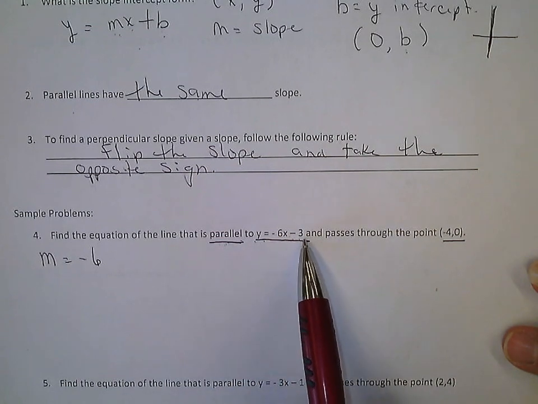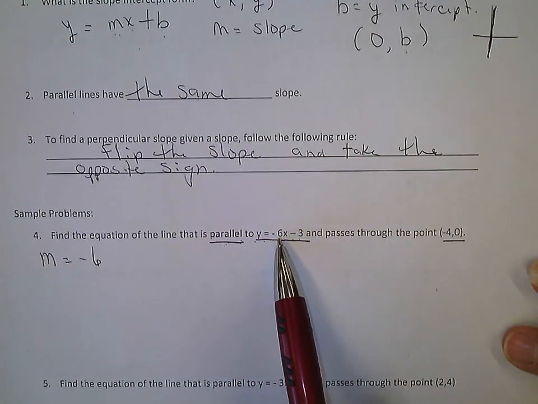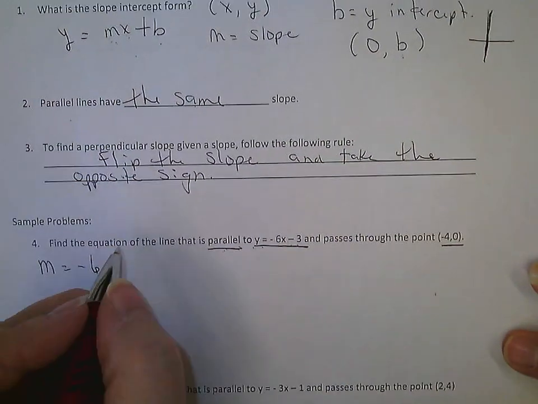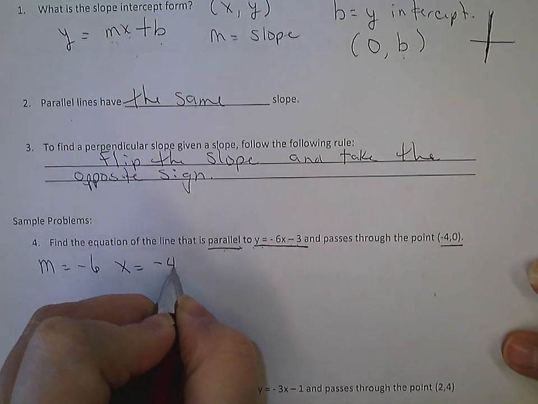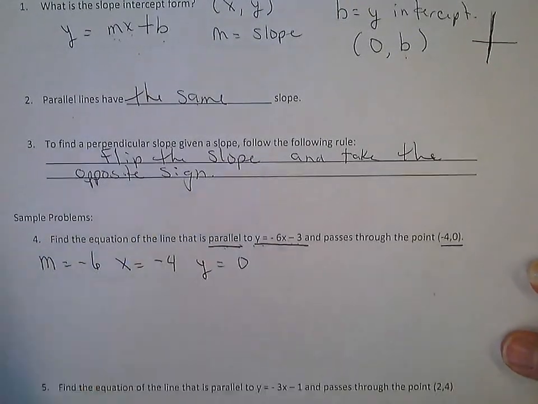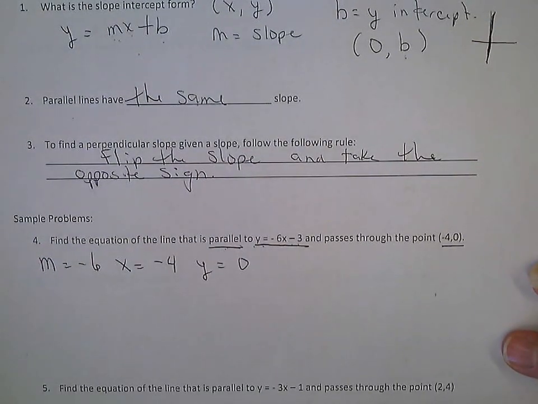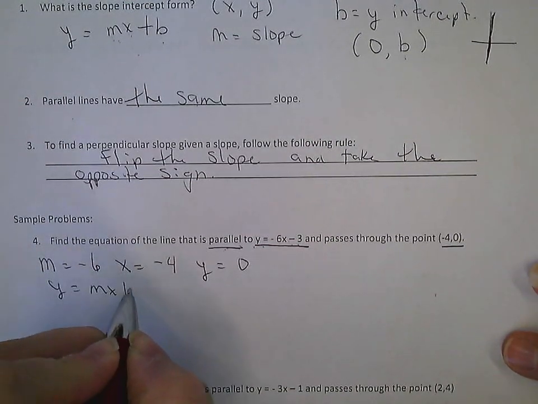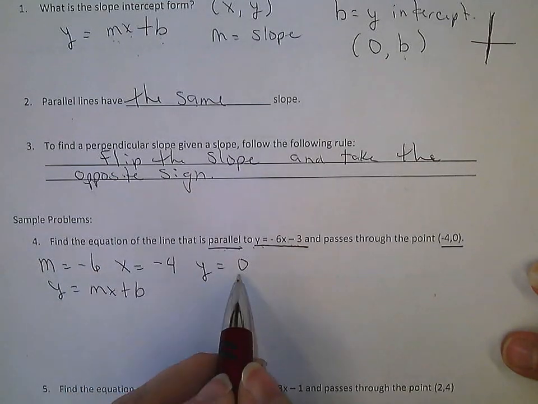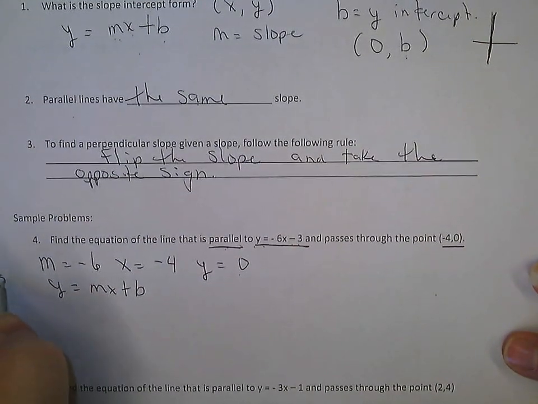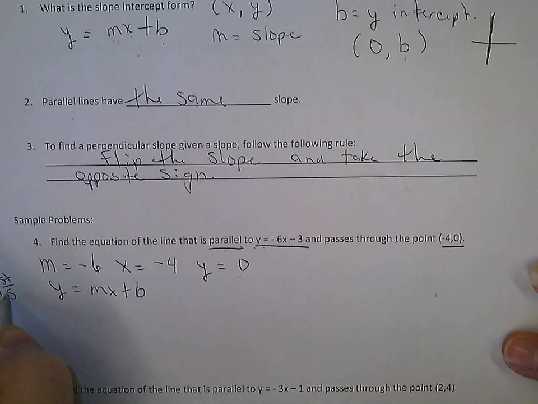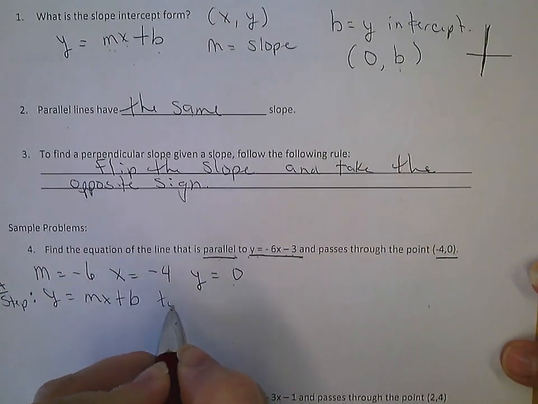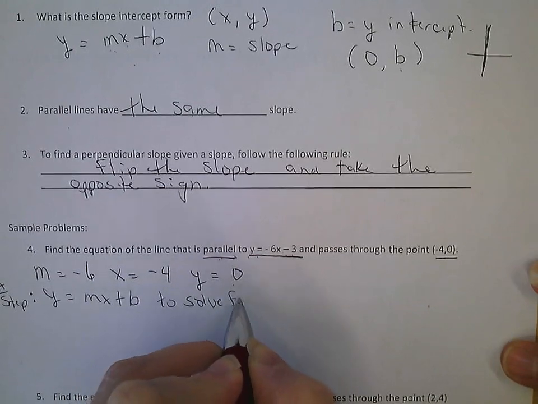We're going to look at this point right here, because that point gives us our x and our y. So in this equation of the line, we're only looking for the number in front of x, and we're deciding whether it's parallel or perpendicular. So our x value is negative 4, our y is 0. We're going to use our y equals mx plus b, and we're going to plug in our values here. But our first step is to solve for b.